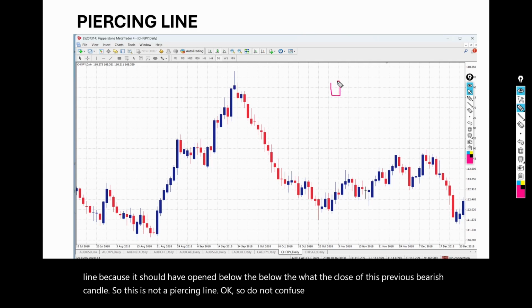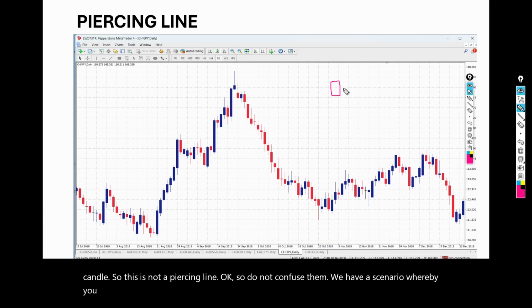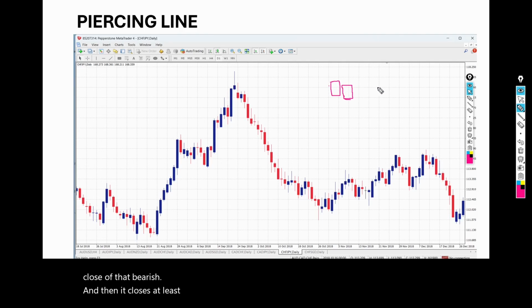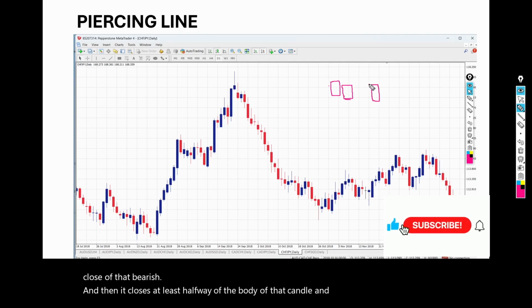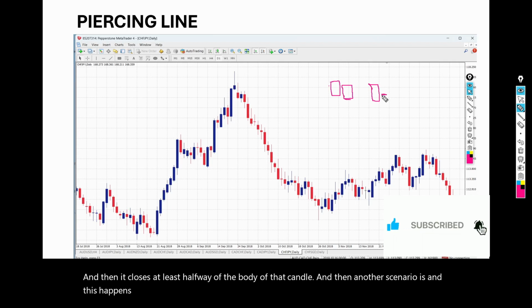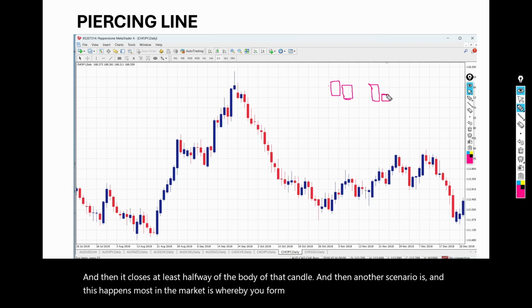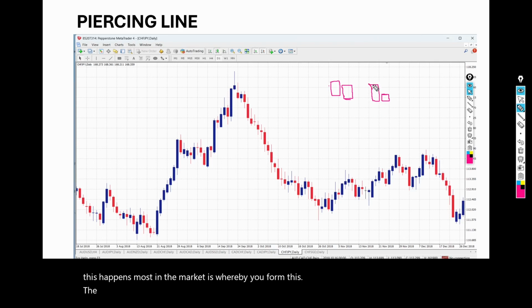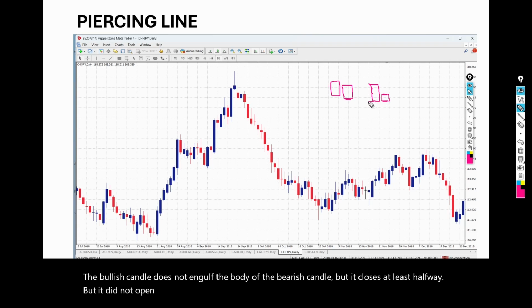We have a scenario whereby you can have a bearish candle, and then the bullish candle opens slightly lower than the close of that bearish candle, and then it closes at least halfway of the body of that candle. And then another scenario, and this happens most in the market, is whereby you form this. The bullish candle does not engulf the body of the bearish candle, but it closes at least halfway, but it did not open lower than the close of this bearish candle. So this is not a piercing line. Okay, this is a piercing line.